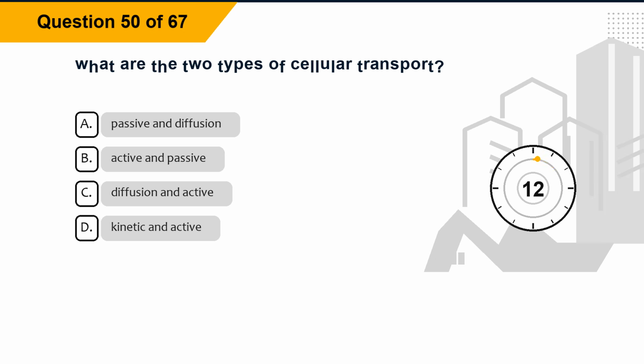Question 50. What are the two types of cellular transport? Option A, passive and diffusion. Option B, active and passive. Option C, diffusion and active. Option D, kinetic and active.